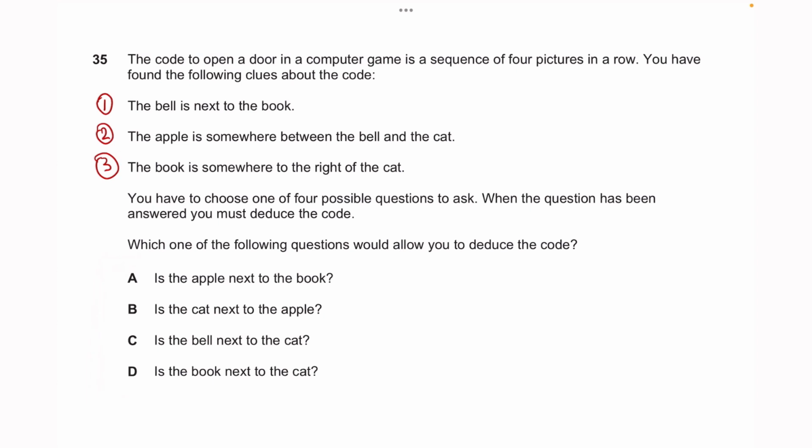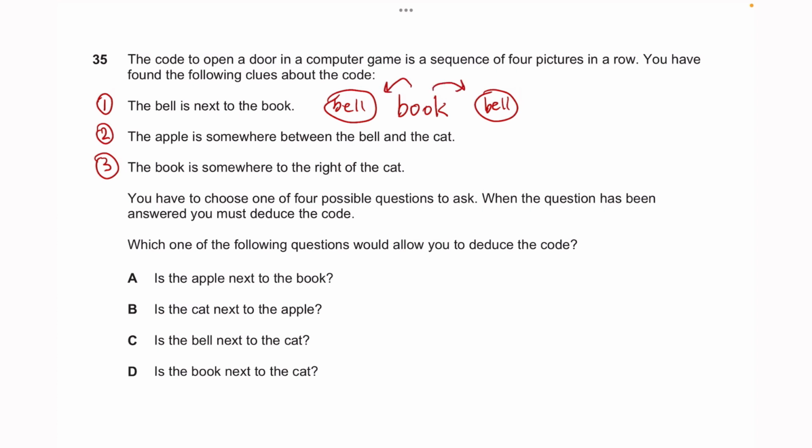And so let's see what we know so far, okay? If we have a look at clue number 1, it says the bell is next to the book. Now, the bell can be next to the book either on the left or the right side. So if I actually wrote this down or drew this, the bell could be here, or it could be on this side as well. So we've actually got 2 different possibilities, okay? It could be on the left or it could be on the right.